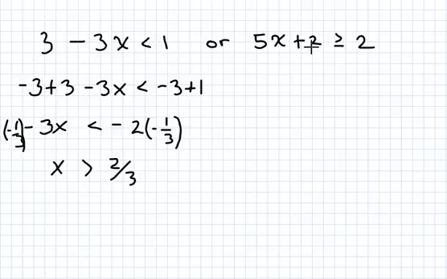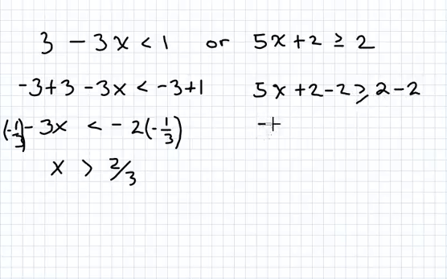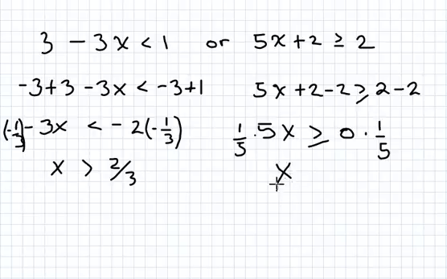So let's subtract 2 from both sides. So we end up with 5x plus 2 minus 2 is greater than or equal to 2 minus 2. So this is going to end up reducing down to 5x is greater than or equal to 0. And when we multiply through by 1/5 to both sides, which I'll just do right here, we end up with x is greater than or equal to 0.